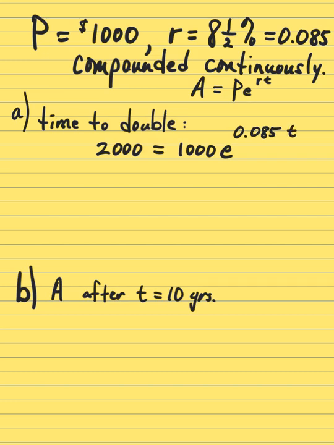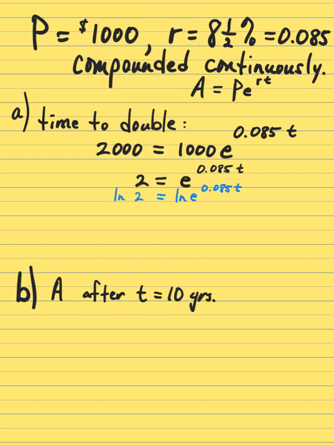Divide both sides by 1,000. 2,000 divided by 1,000 is 2. And we still have our interest rate, 8.5% times T. Now, in order to get T out of the exponent, we need to natural log both sides of this equation. Natural log is the inverse of E. So in order to cancel E, we have to natural log both sides of this equation.